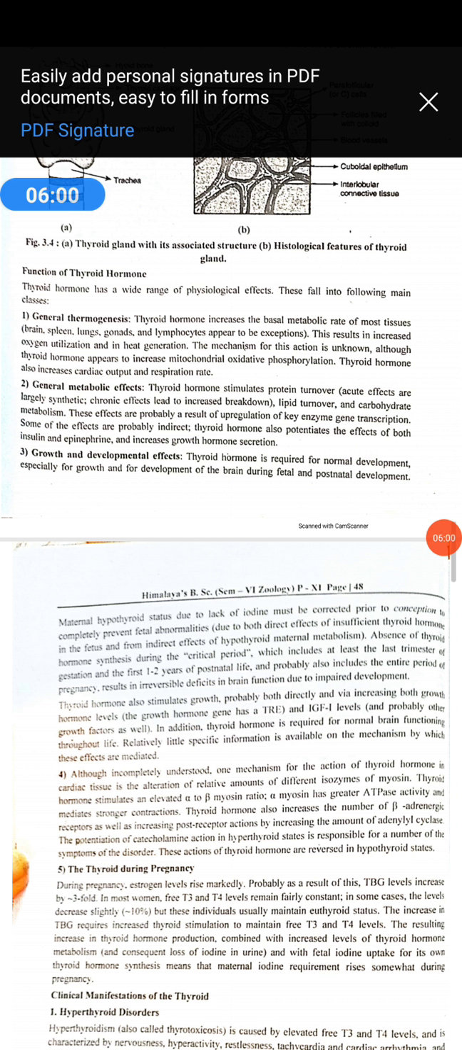The hormone calcitonin regulates calcium metabolism. It reduces the calcium level in blood and increases its deposition on the bone, because bone needs calcium. So it decreases the calcium level in blood and increases its deposition on bone. This is the function of calcitonin or thyrocalcitonin.